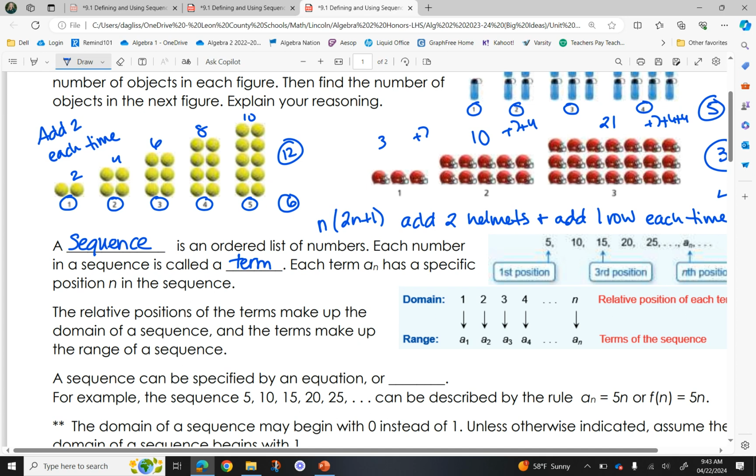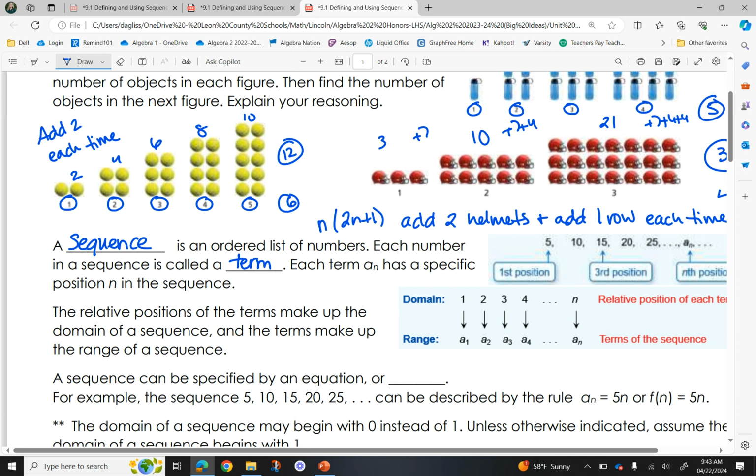Kind of. Okay. So, like in this example, like right here, your n is 3. And then A sub n would be the 6 tennis balls that were in figure 3. We're in my third term. So you're going to use your term to find out your outcome. The relative positions of the terms make up the domain of a sequence, and the terms make up the range of the sequence.